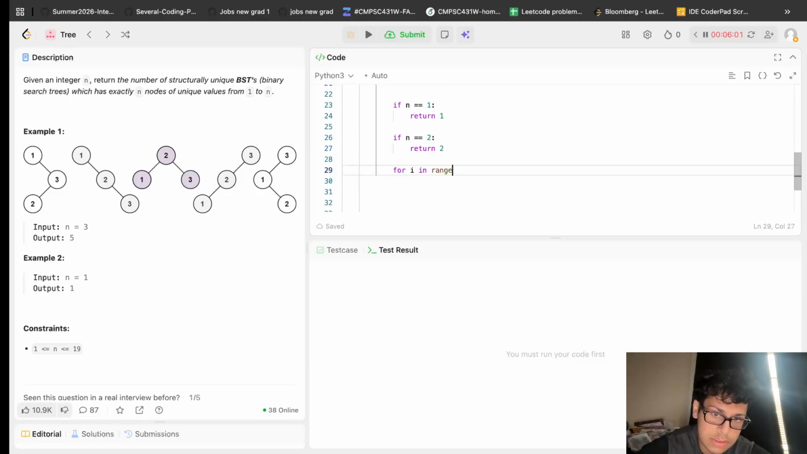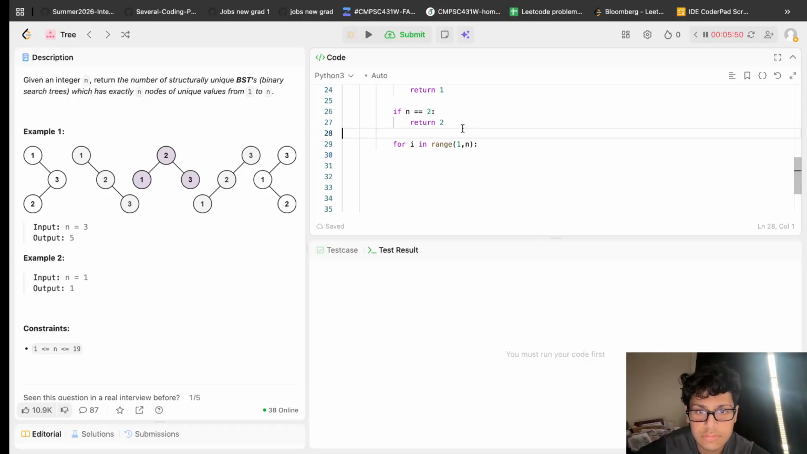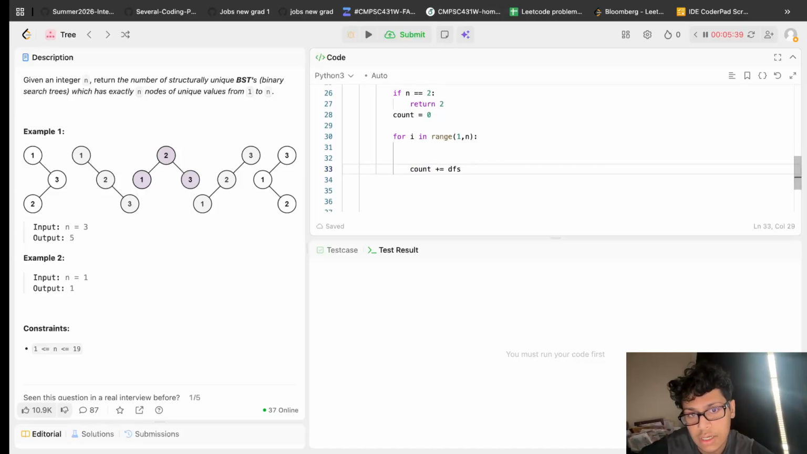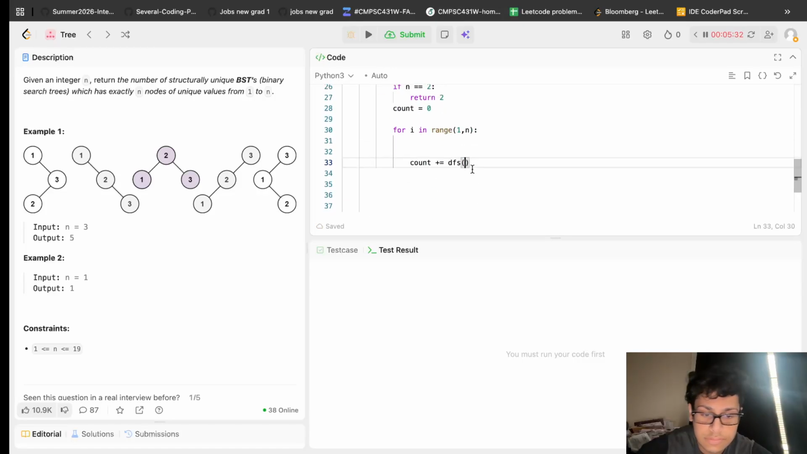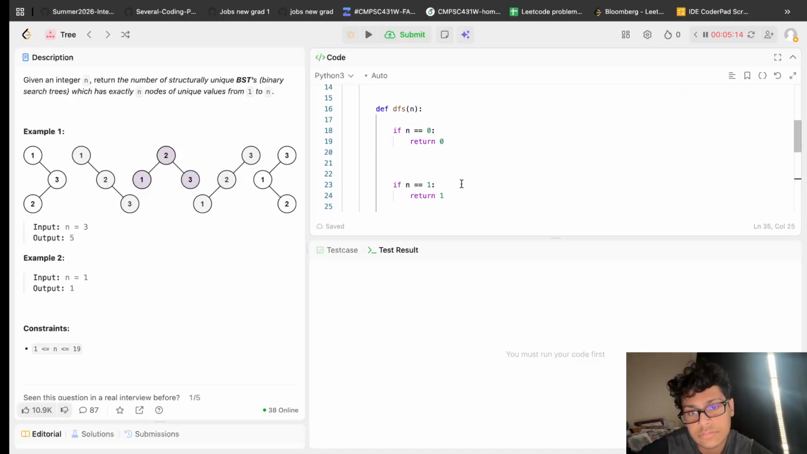For i in range 1 to n, count plus equals DFS of how many nodes on left plus DFS of how many nodes on right. Return count. Yeah, I think that's it.